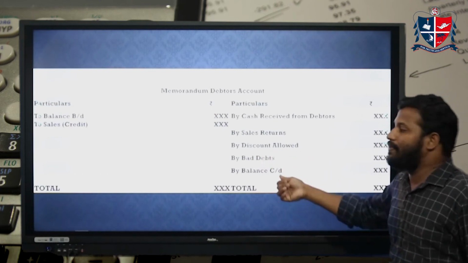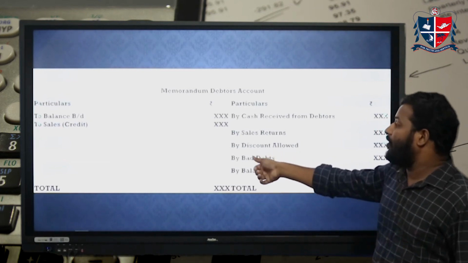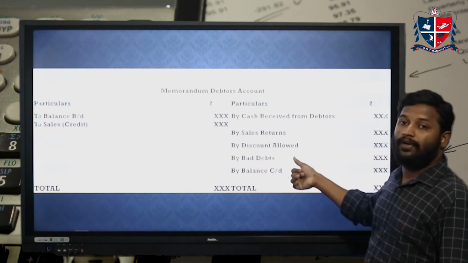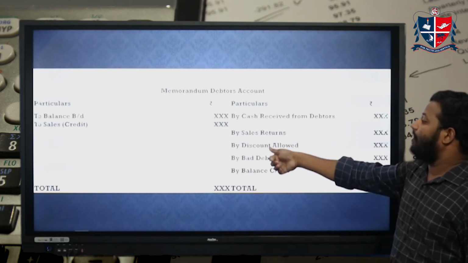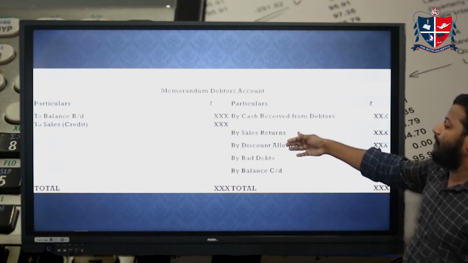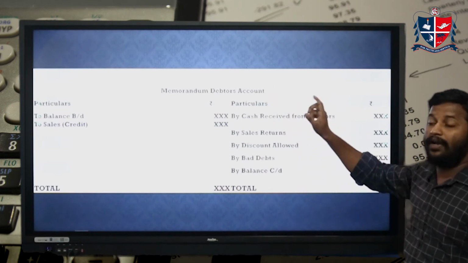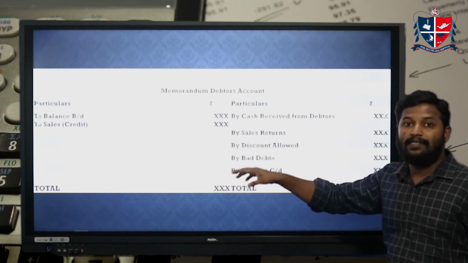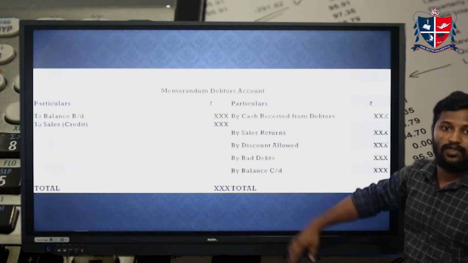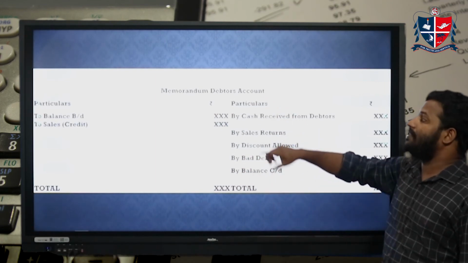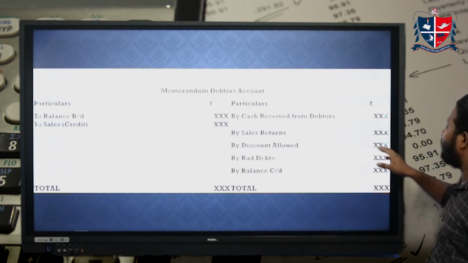Discount allowed is an expense for the business. Actually the entry is discount allowed account debit to debtors. Discount allowed has a debit balance because it's an expense. Debtors are being reduced; debtors is an asset and it is being reduced. That's the reason the debtors account is credited, so it is credited by discount allowed. We write that amount here.